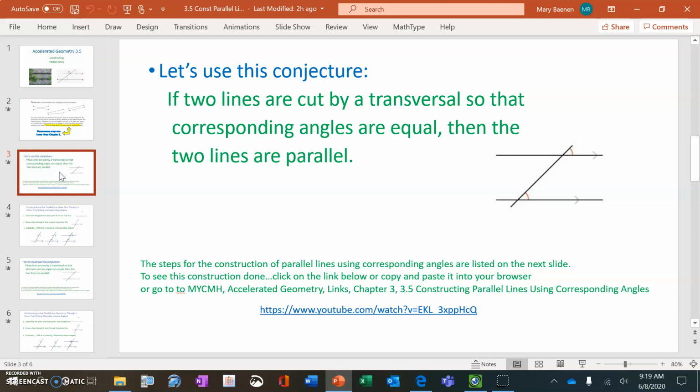So the first one we're going to use is this one. If 2 lines are cut by a transversal so that corresponding angles are equal, then we will know that the 2 lines are parallel. So there is a video of this, and here is the link to it. If you click on that, there will be a person there showing you this. And then I myself am going to show you this also.